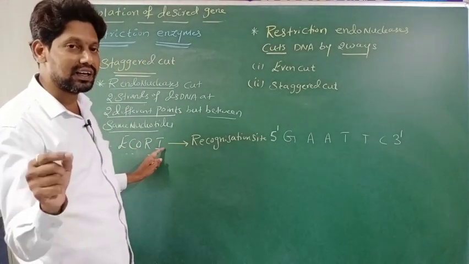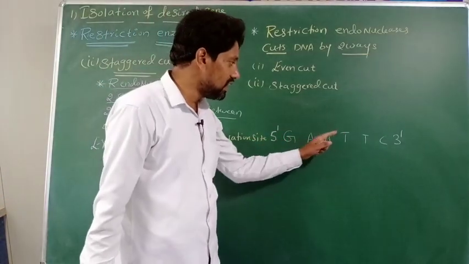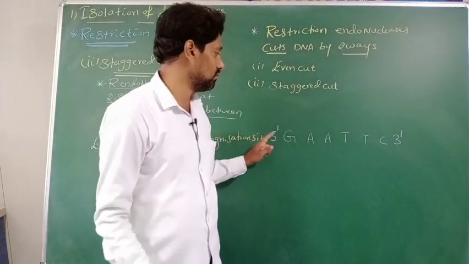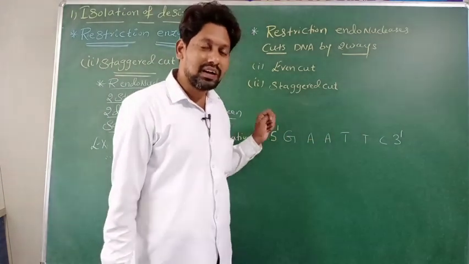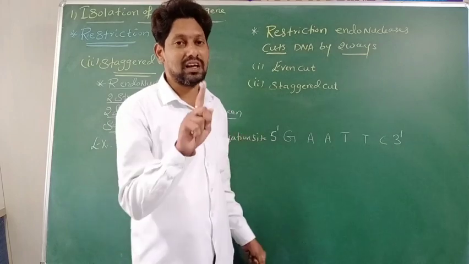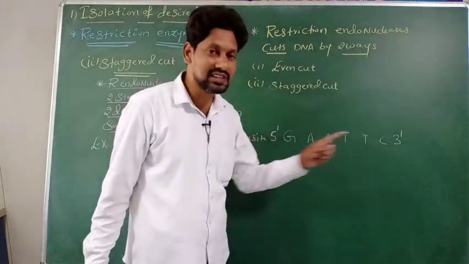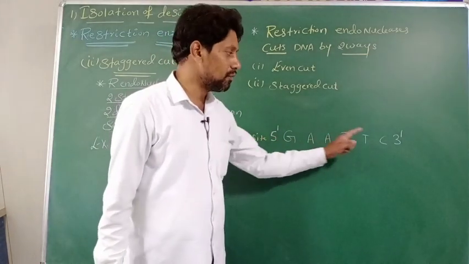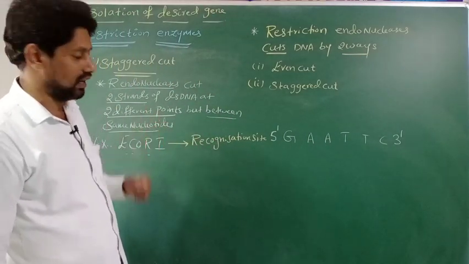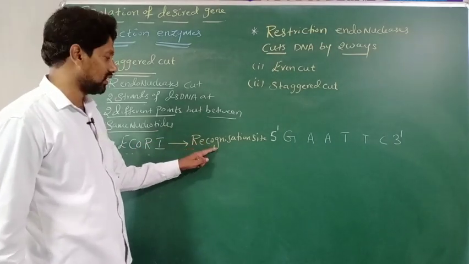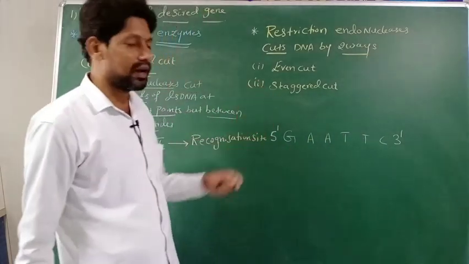Therefore, EcoRI recognizes which sequence? The sequence which reads GAATTC from 5 prime to 3 prime. If the sequence is GAATTC but reading from 3 prime to 5 prime, it is not recognized by EcoRI. Therefore, the sequence should be GAATTC and it should read from 5 prime to 3 prime. Then only it is recognized by EcoRI. Is this statement okay? Therefore, the recognition site of EcoRI is GAATTC, reading from 5 prime to 3 prime.